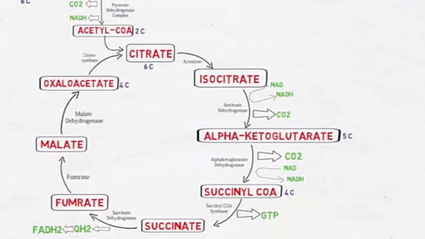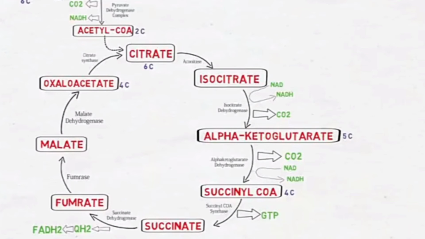Acetyl-CoA is the entry point of the Krebs cycle in the following pathway. Acetyl-CoA reacts with oxaloacetic acid to form citric acid. In this reaction, CoA is released. During this process, water is used. The citric acid loses water and changes into cis-aconitic acid.